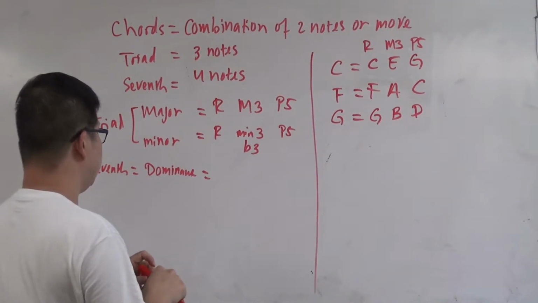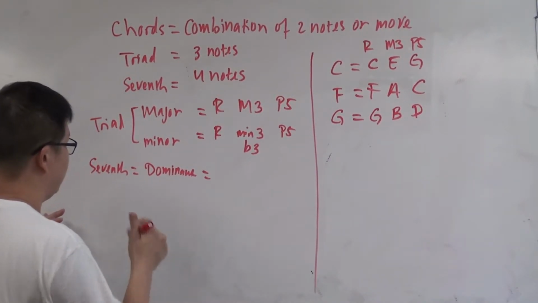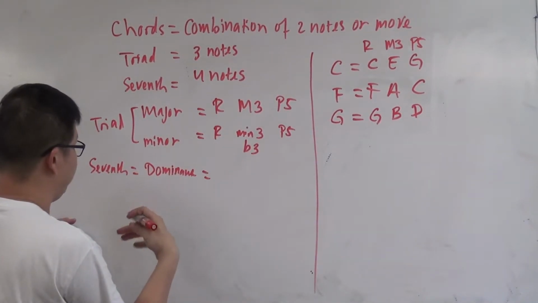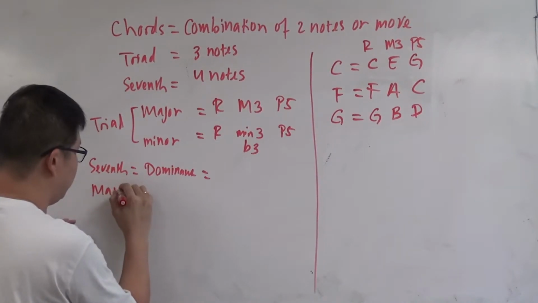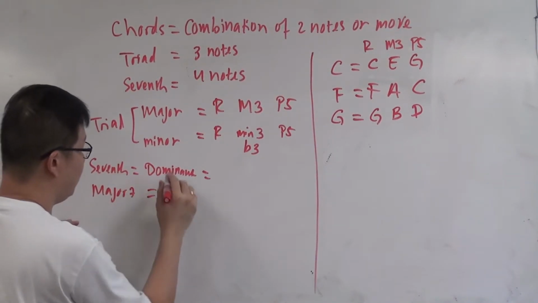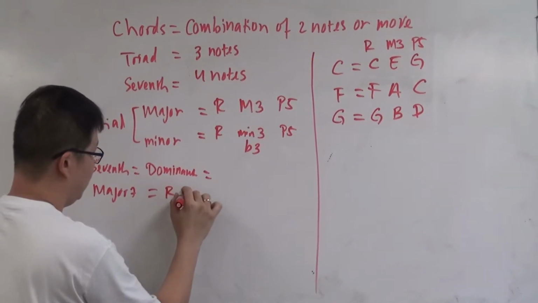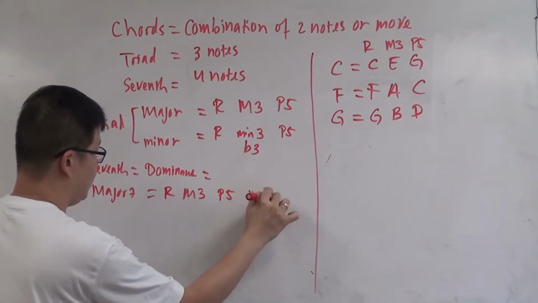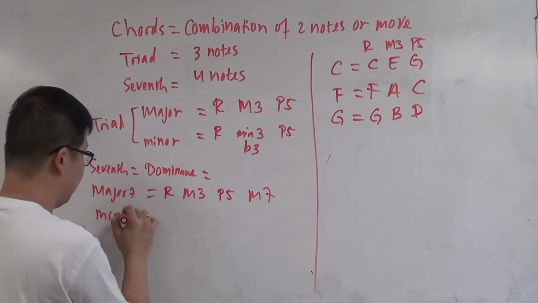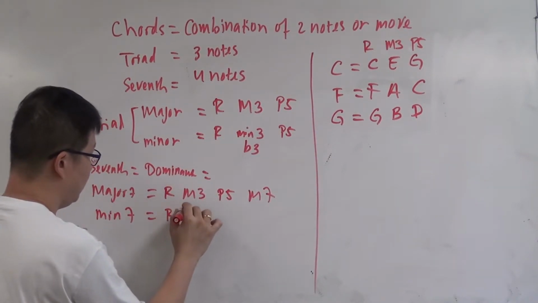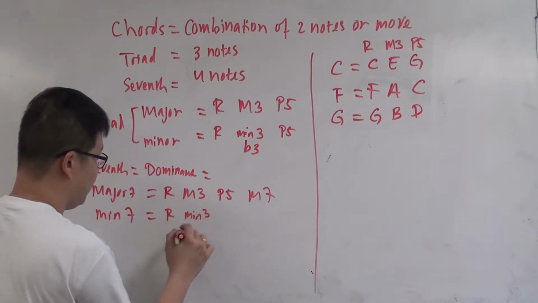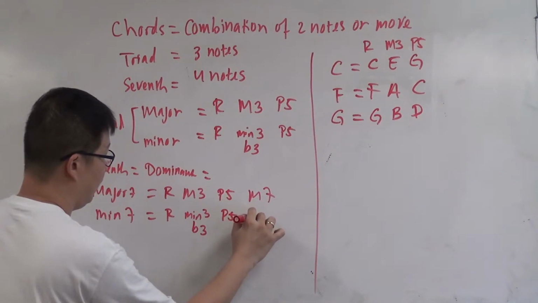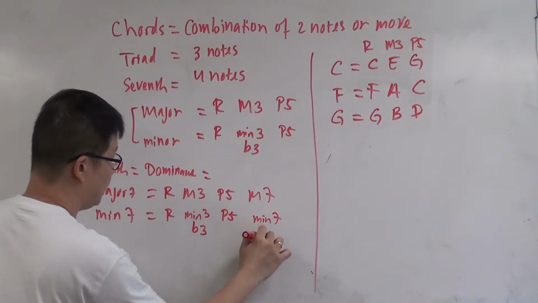So for 7 chords, basically we just need to put one more note. Now we know for the triad, major triad is root, major third, and perfect fifth. So if we want to use major 7th, the formula will be root, major third, perfect fifth, and major 7. Now for the minor 7, the formula will be root, minor third, you can also use flat 3, perfect fifth, and minor 7, which is flat 7.